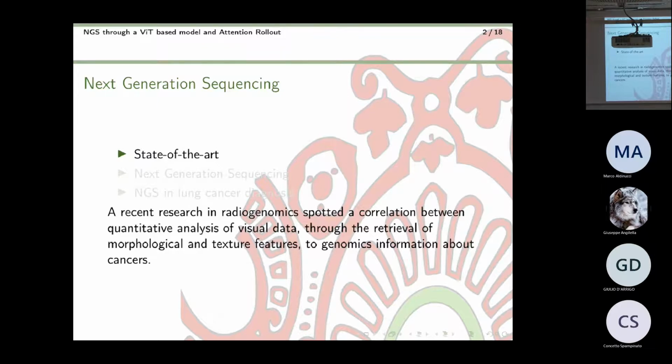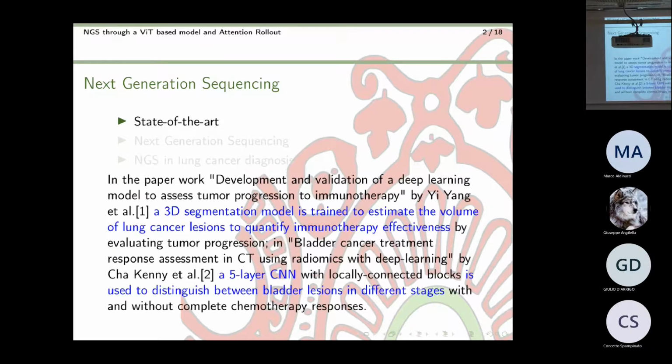a high correlation between quantitative analysis of visual data, which is basically whatever can be exploited through computer vision techniques, such as morphological and texture features, and genomics information about cancers. First of all, it's absolutely worth mentioning a couple of related papers.